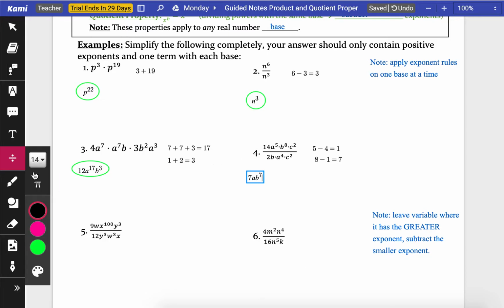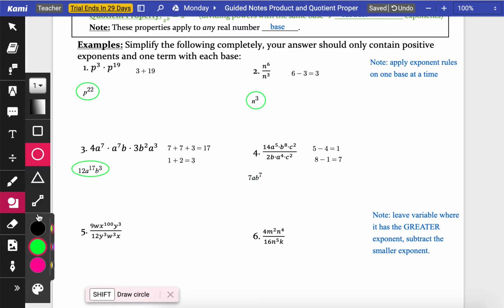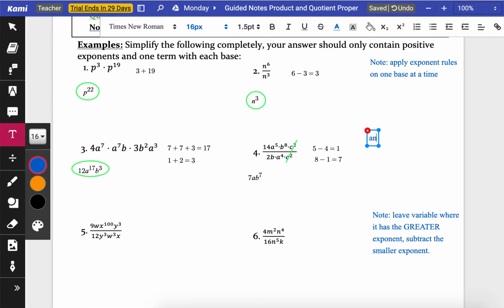And finally, I'm going to look at the c's, but we should notice that c squared divided by c squared just cancels, right? Anything divided by itself is 1, or in other words, it just cancels.